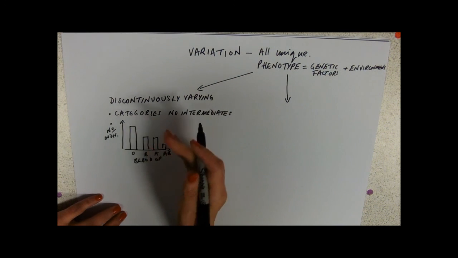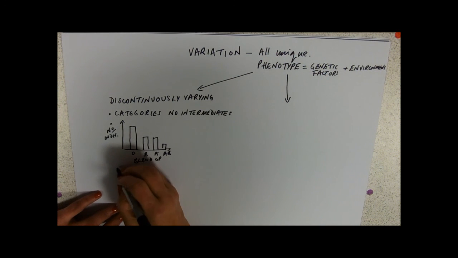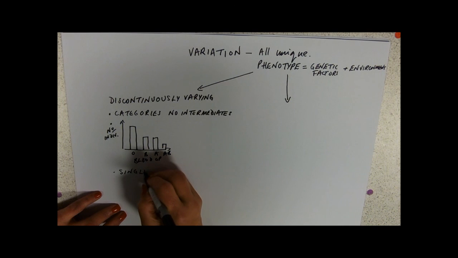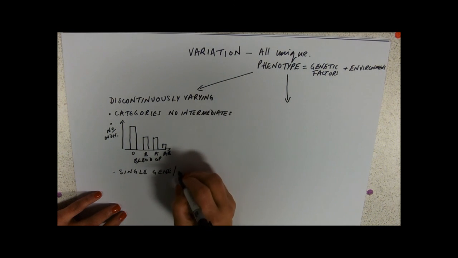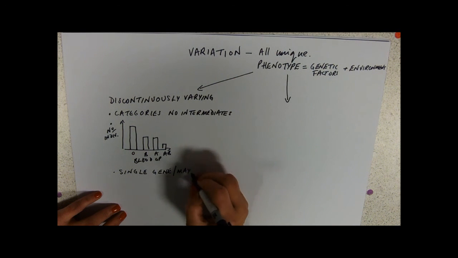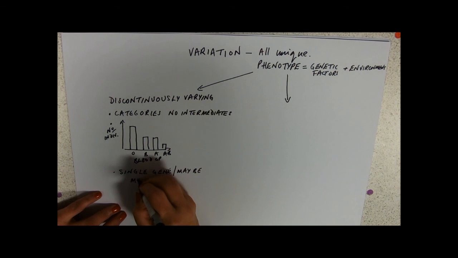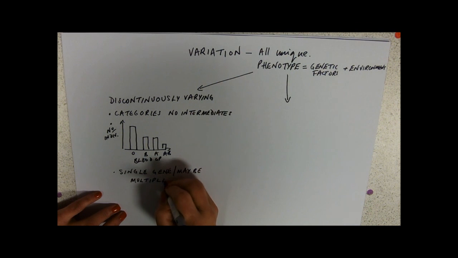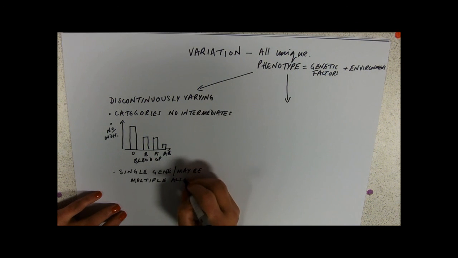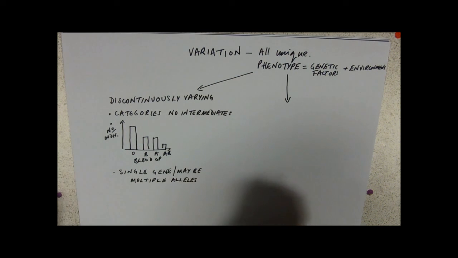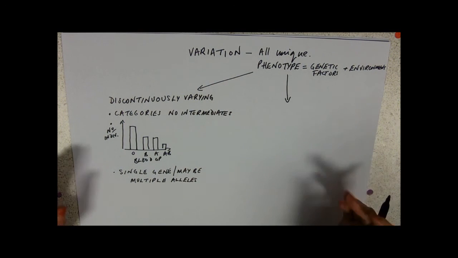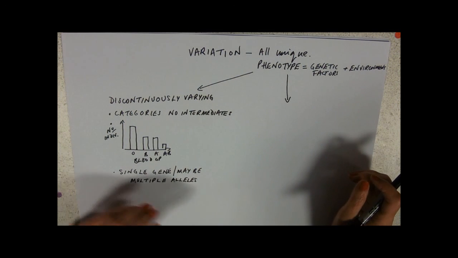When I'm saying they're inherited in a Mendelian fashion, it means they are usually controlled by a single gene, maybe two alleles, maybe multiple alleles. But there are no intermediates. You can't be kind of blood group O and kind of blood group AB. You're one or the other.